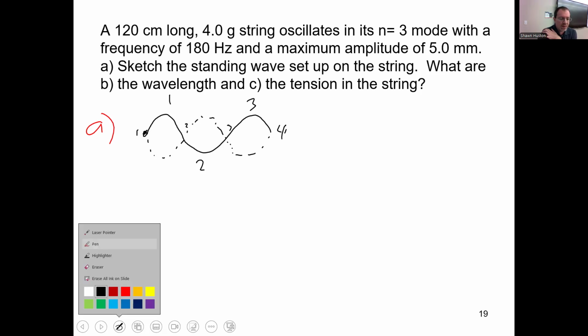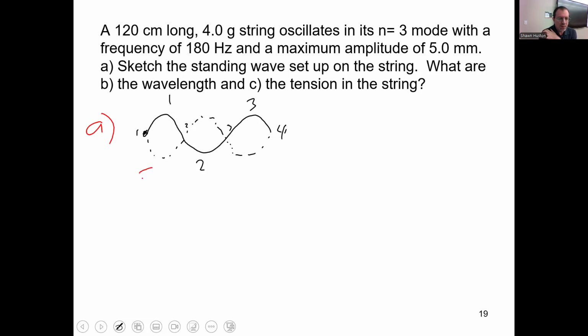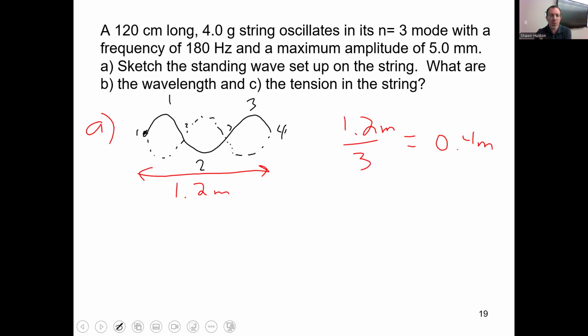Now, it says in our problem statement that this string is 120 centimeters long. 120 centimeters, that's 1.2 meters. So that's how long that string is. We've got 3 half cycles, and 3 antinodes. Each one of those three is going to take up some portion of that 1.2 meters. With 3 of those half cycles, that means that each of these half cycles is 0.4 meters long.